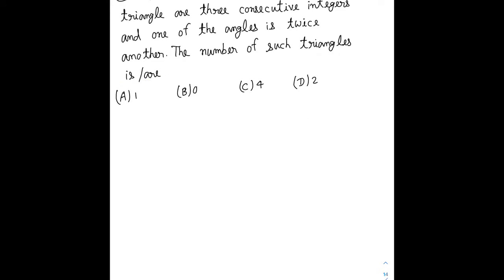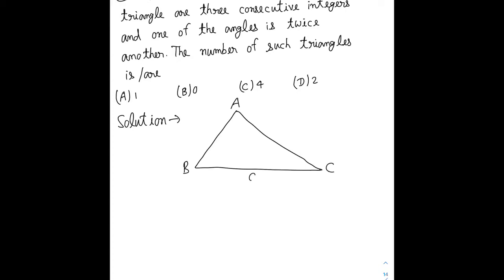Okay, so first of all, side lengths are consecutive integers. So we can take them as either x, x plus 1, x plus 2, or you can take x minus 1, x, x plus 1, or you can take a, a plus 1, a plus 2, right? So we can take the side lengths like that. So suppose you represent these points by ABC. Now side lengths I am taking a, a plus 1, a plus 2.